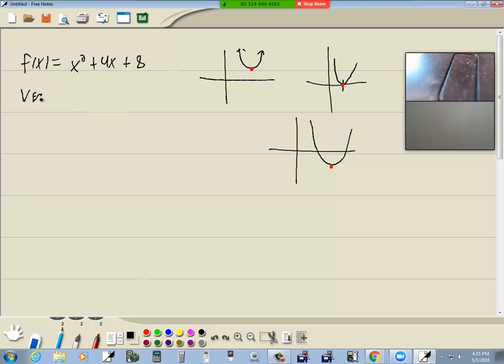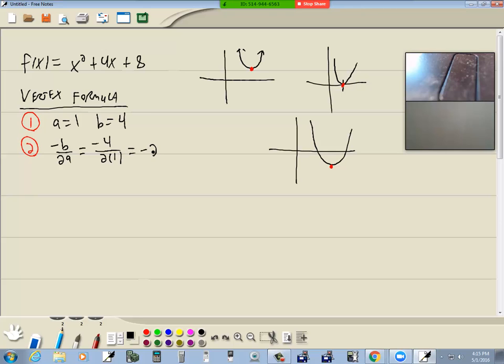So if we find the vertex with our vertex formula, our first step is to identify A and B. A will be whatever number is in front of your x squared, which is an invisible 1. B will be whatever number is in front of your x, which is a 4. Then our second step is to plug those values into negative b over 2a. So we'll have negative 4 over 2 times 1, which gives us negative 2.